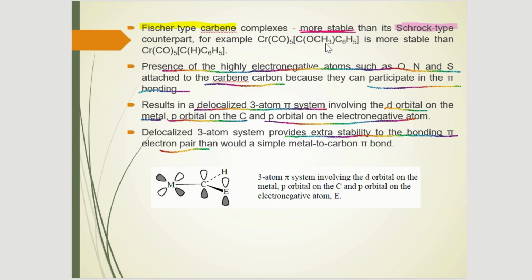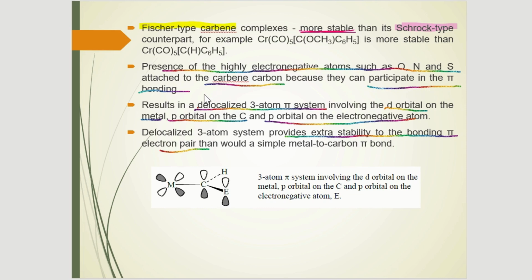Okay, so this one is an example. As you can see, this one has OCH3 on the carbon, and this one has a carbon with hydrogen. So of course this one is a Fischer type carbene and this one is a Schrock type carbene, and the Fischer type carbene is more stable. Why? Because of the presence of highly electronegative atoms such as O and S or N attached to the carbon, so they have the possibility to participate in the pi bonding.